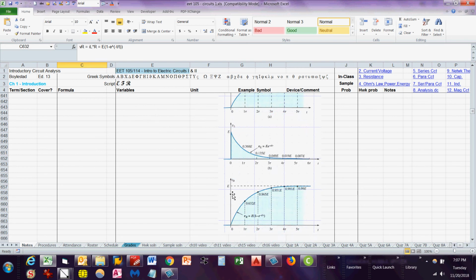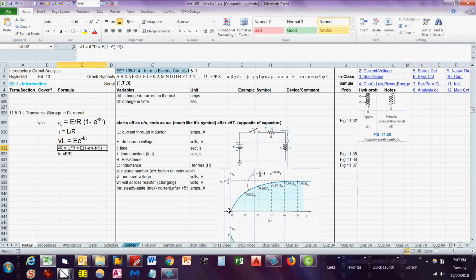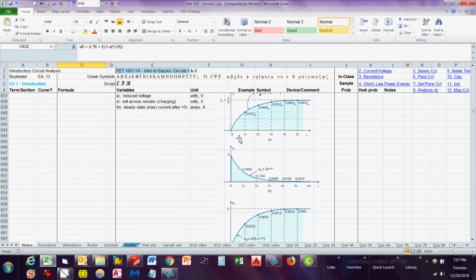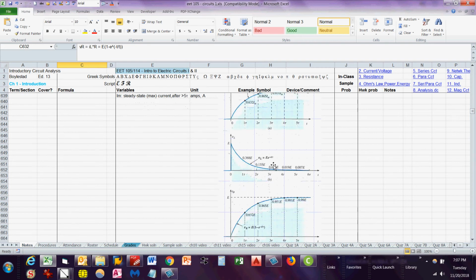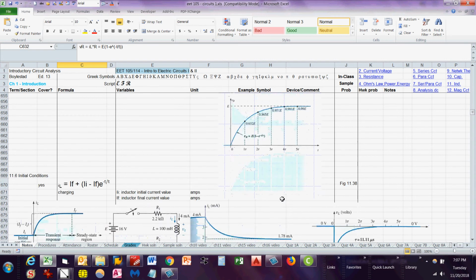And then V sub R is just I sub L times R, so it looks very much like the current curve, only it's multiplied times R. That's V sub R, and it goes up to E after 5 time constants.